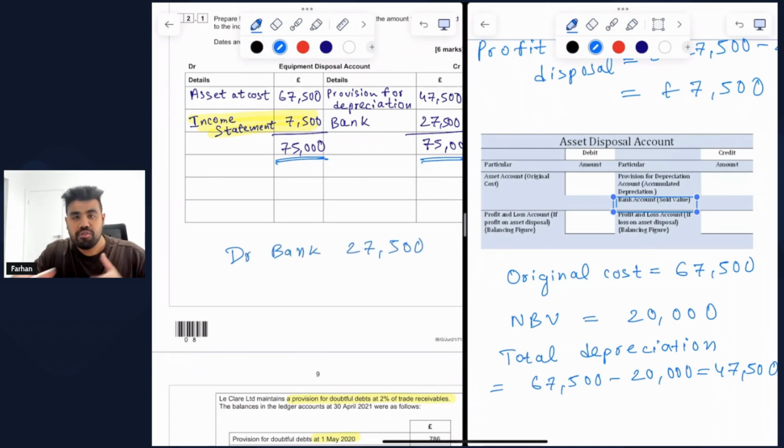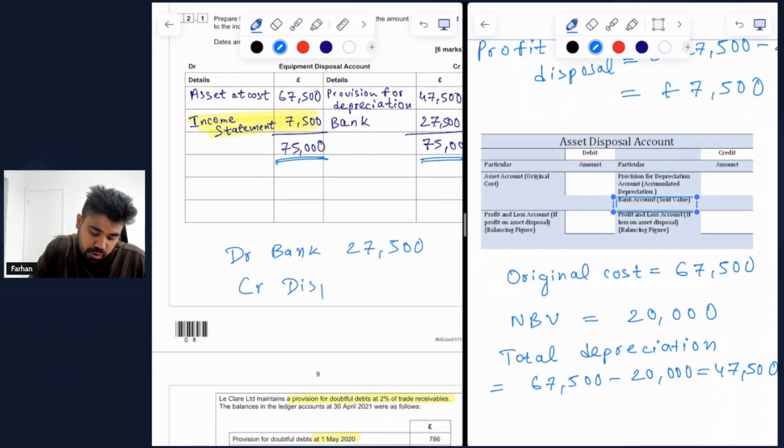Who would we have credited it? Why did we receive this £27,500 that we had debited in the bank account? So the other side that we would have credited would have been the disposal account by £27,500.